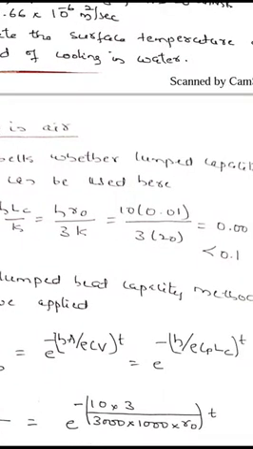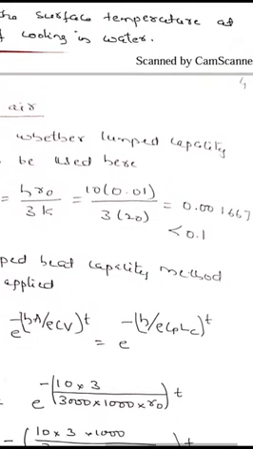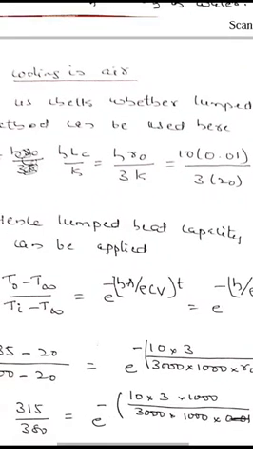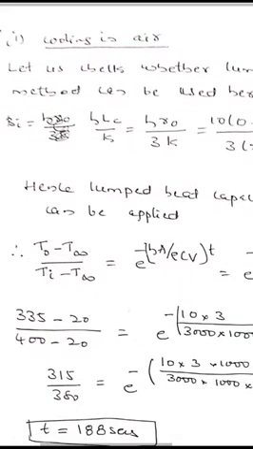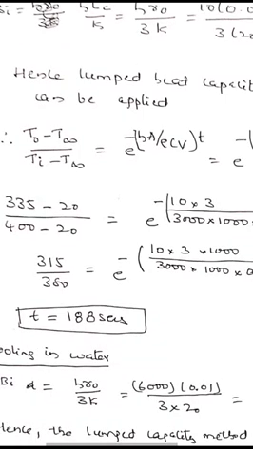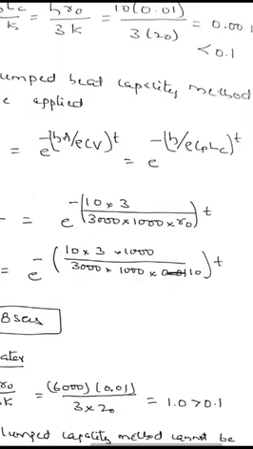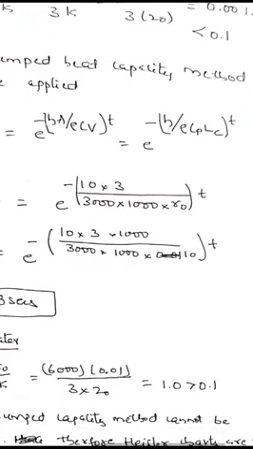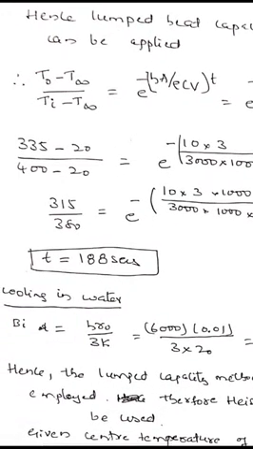You know the Lc for the sphere is R0 by 3, which gives 0.001667. It is less than 0.1. Hence we can use the lumped analysis here as it is less than 0.1. Using the lumped analysis for the cooling in air with h equal to 10, we find out the time required for the cooling of the center of the sphere from 400 to 335 degrees centigrade as 188 seconds.